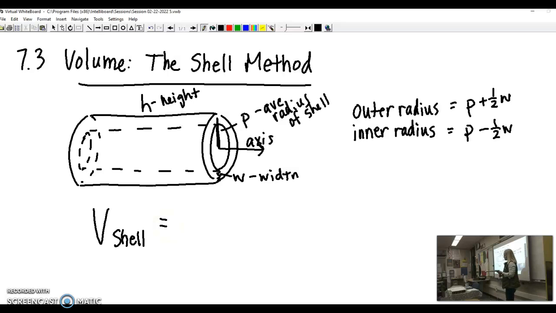Again, this is geometry. We're going to use the volume of a cylinder, right? This is a cylinder essentially. So it's pi r squared. The outer radius is P plus W over 2, times H. That's the outer. Now I have to subtract off the inner.